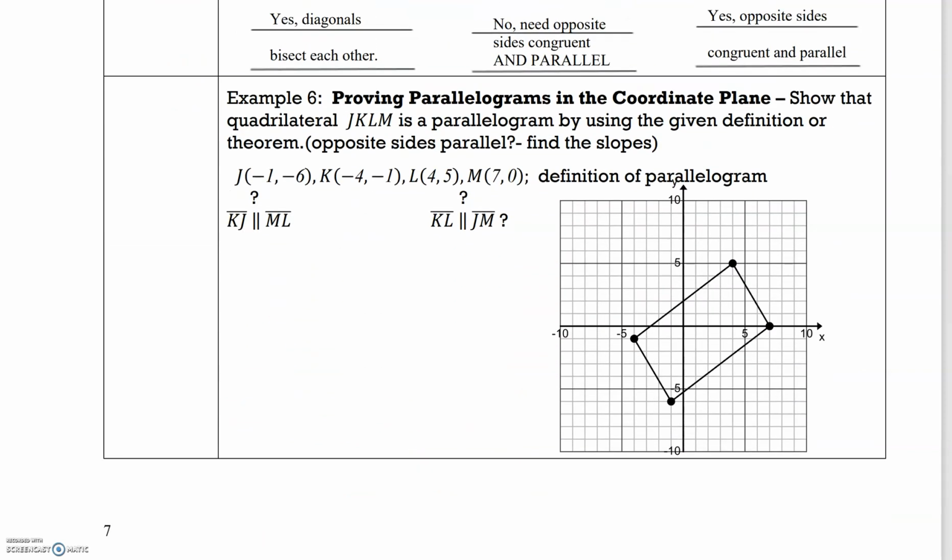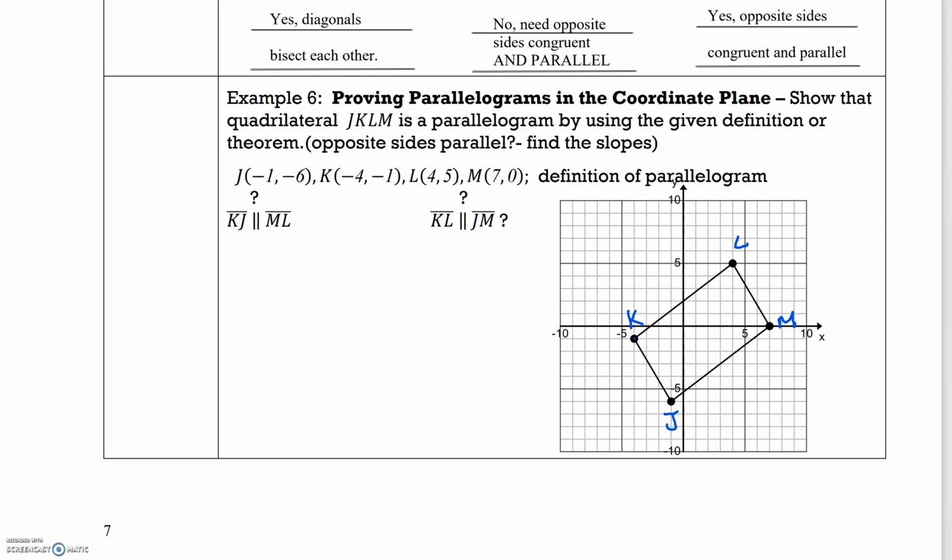All right, this last question here, it is graphed for you, and we want to figure out the slopes that are labeled here to see if they are parallel so that we can prove that this is a parallelogram. So I'm going to go ahead and label this one, it would be -4, -1, so K. This one would be 7, 0, M. This one would be 4, 5, so L. And this one would have to be J.